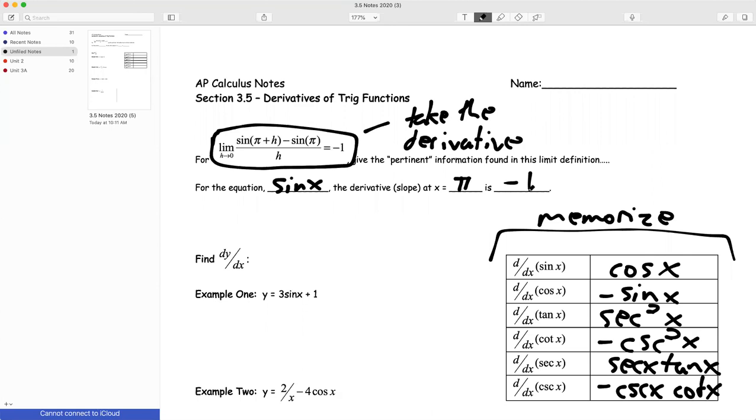Well, why is it -1? Because my function is sine of x. And what's the derivative of sine of x? Oh, look right here. It is cosine x. It is indeed cosine of x. And what's the cosine of pi? -1.